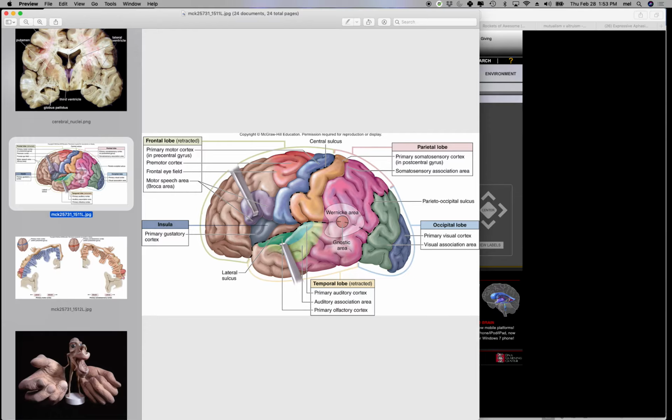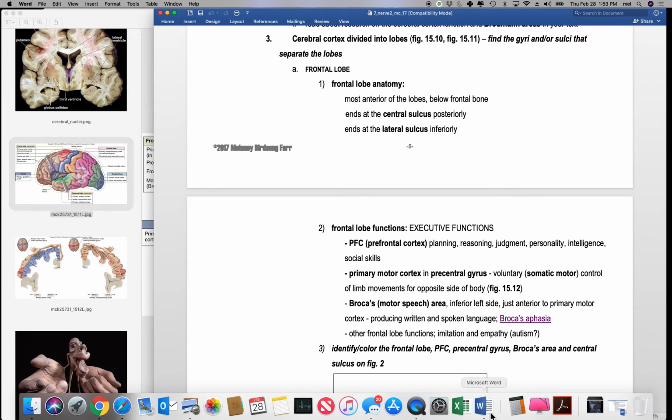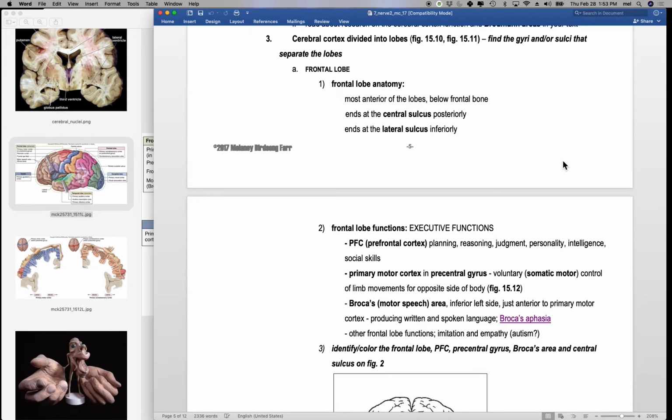So I want to talk about what the prefrontal cortex does and what we've learned about it over the last few years. The prefrontal cortex is the portion that does not complete its development until 22 to 25, but it's different in the different sexes. So this portion of your brain is primarily related to planning, reasoning, judgment, personality, intelligence, social skills. So here's what this portion of your brain does.